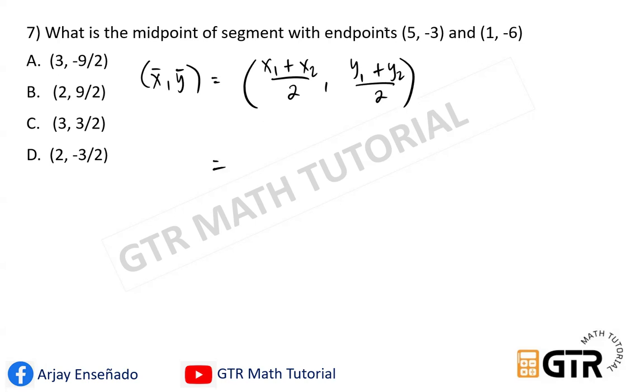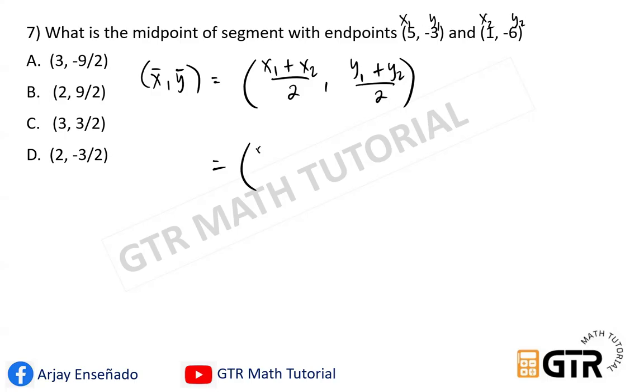So in this example, this is x sub 1. Or we can interchange this. This can also be x sub 1, y sub 1. We can use any of the two points. So this is x sub 1, y sub 1, and the other is x sub 2, y sub 2. Just substitute to the formula.